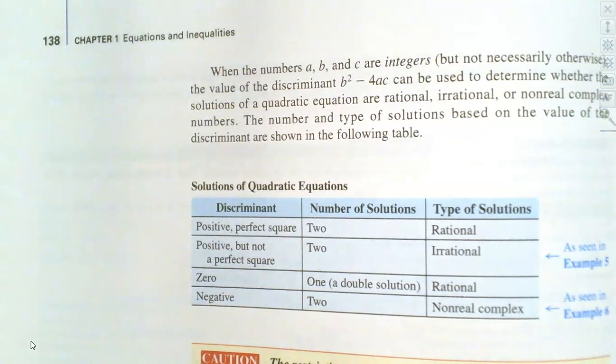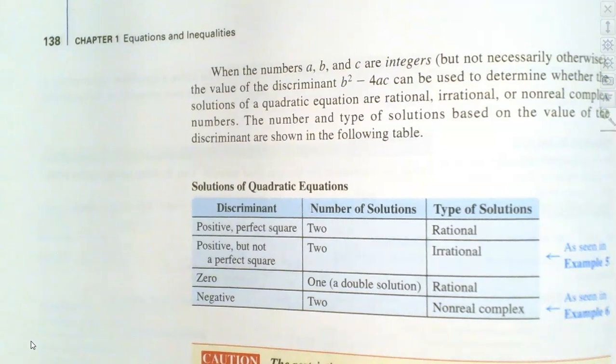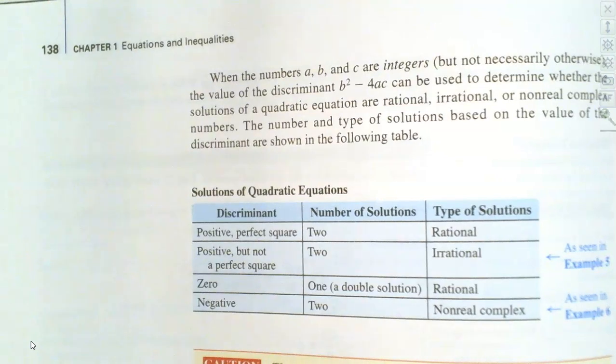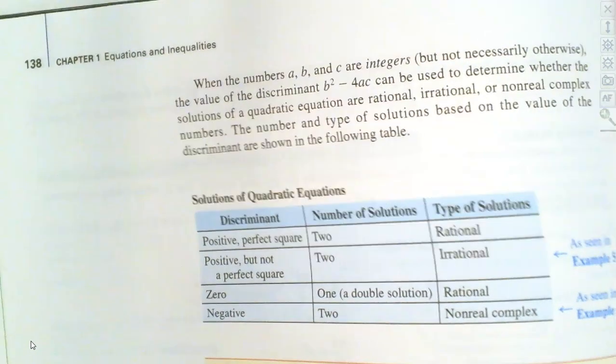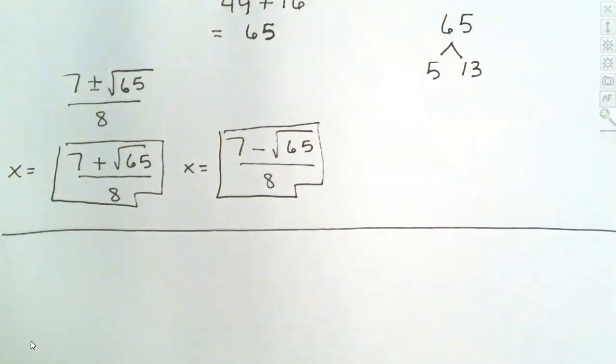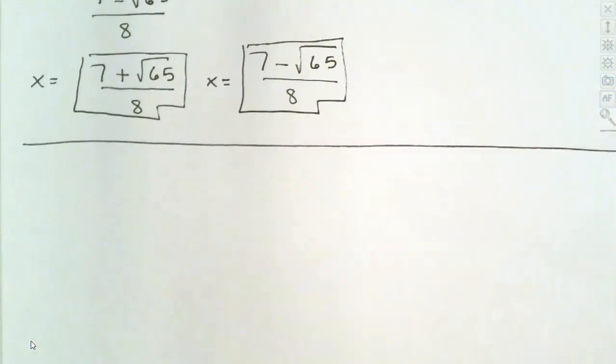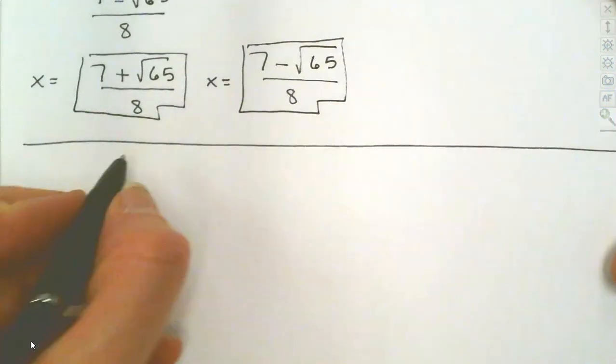And we're not going to have to work this out completely. All we look at is our discriminant. So we're going to use this table here. We're not going to solve the next ones out. We're just going to determine the number and the type of solutions that we're going to have. So we're going to be determining the number and the type of solutions. We're not going to solve these.